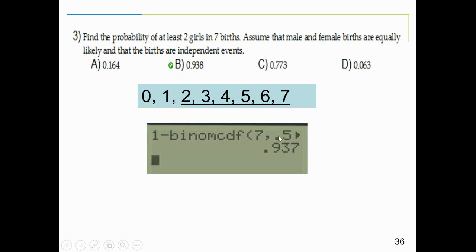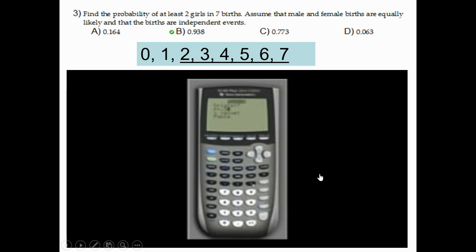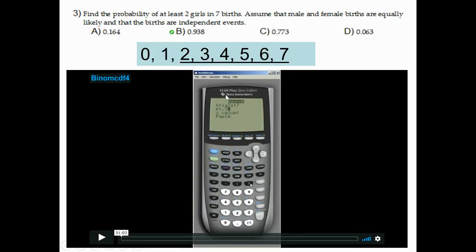All right. You've got 7 trials, probability of success, boy or girl, is 0.5. What you're not seeing there is the last number would be 1 here in this cumulative, and then I'm subtracting that whole answer from 1. This here again, I'll walk you through it. I actually show you. I'm being redundant, but you get the idea. These videos are kind of important. There's enough of them here.